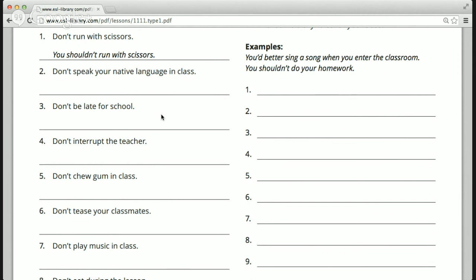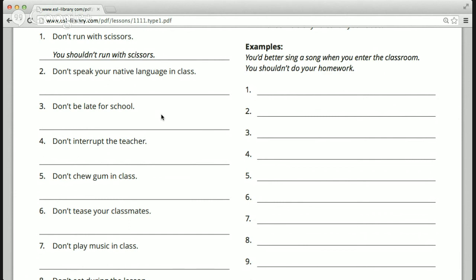Number 4, Amparo. Don't interrupt the teacher. You shouldn't interrupt the teacher. Good. Nice and easy. Number 5, please. Okay. Don't chew gum in class. You shouldn't chew gum in class.